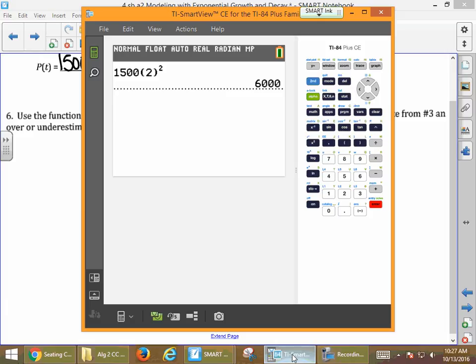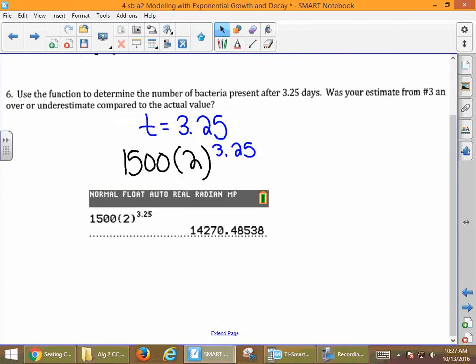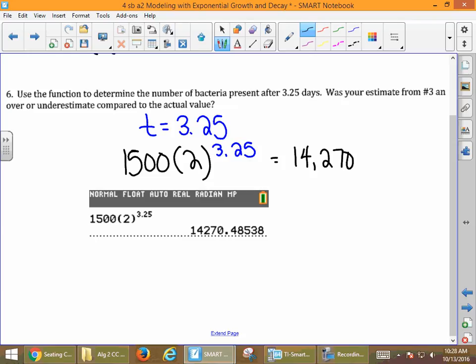You want a calculator to do this. So it's 1500 times 2 to the 3.25. And now we're going to get an exact value. We had to estimate it before, but roughly what it looks like we end up with is 14,270. And then we've got a part of a bacteria, so 14,270 and a teeny bit more. There's our number there. Once we have the function, we can figure that out.